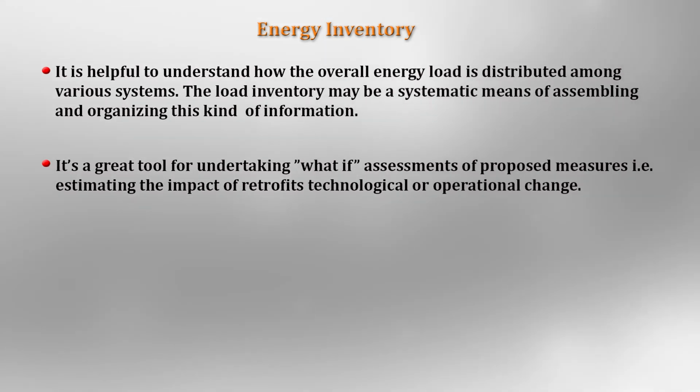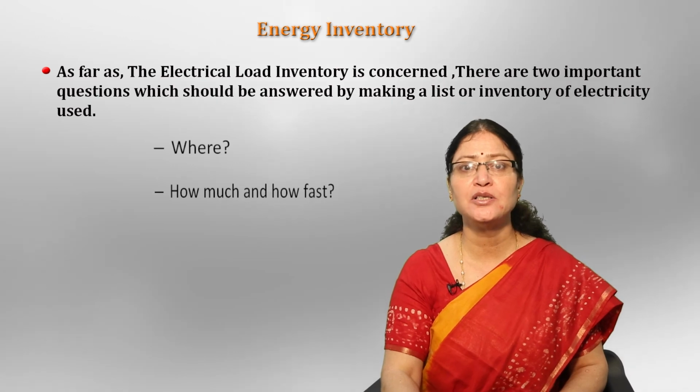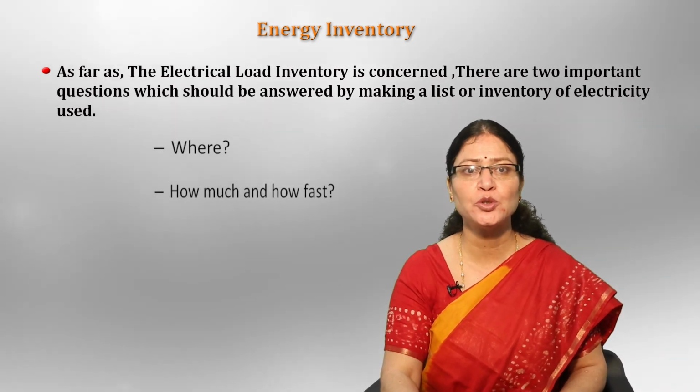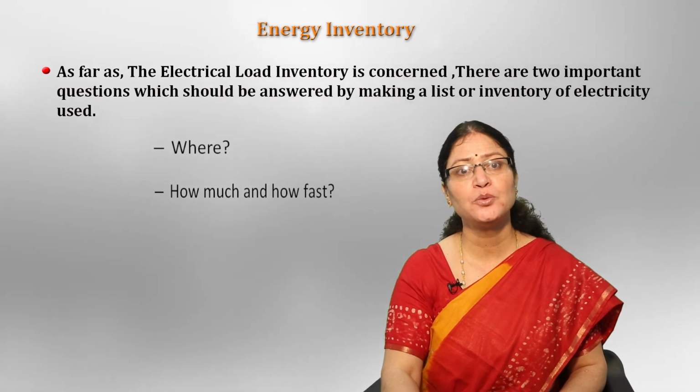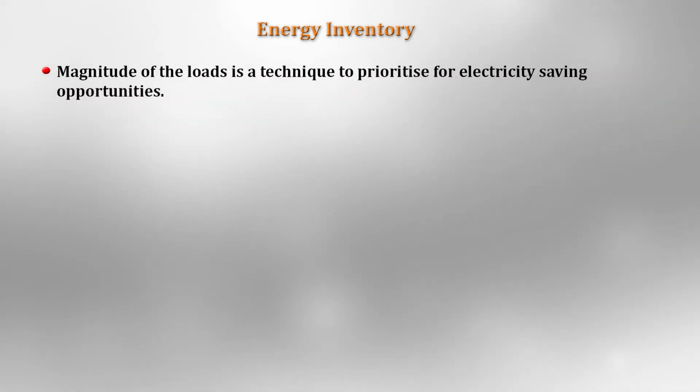or operational change. As far as the electrical load inventory is concerned, there are two important questions which should be answered by making a list of inventory of electricity used. Number one is where, and number two is how much and how fast. Magnitude of the load is a technique to prioritize electricity saving opportunities.